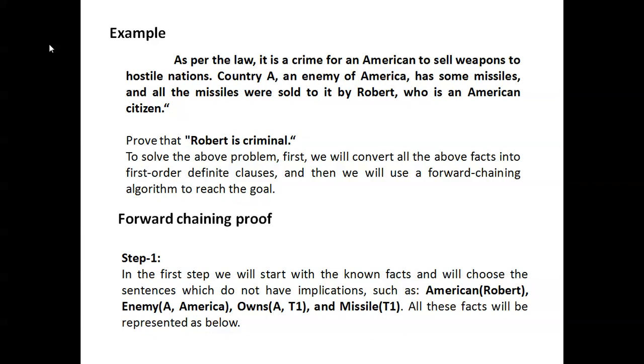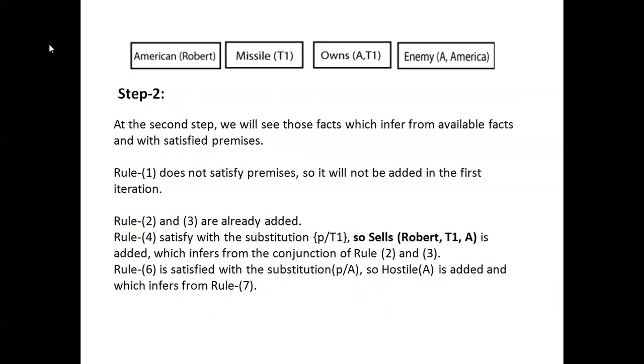Forward chaining proof, step 1. Here we have American Robert, enemy A America, owns A and T1, and missile T1. All these facts will be represented as below: American Robert, missile T1, owns A comma T1, enemy A America.